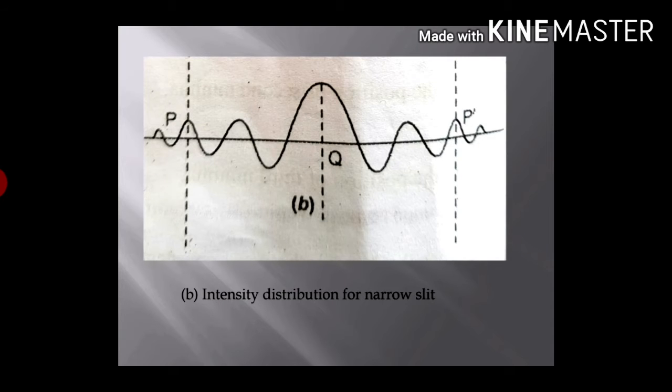This is the intensity distribution for the narrow slit. At central point Q, the intensity will depend upon the number of half period zones exposed. And as we go from Q to P dash or P, means downward or upward on the screen, the amplitude of the maxima or minima goes on decreasing continuously.